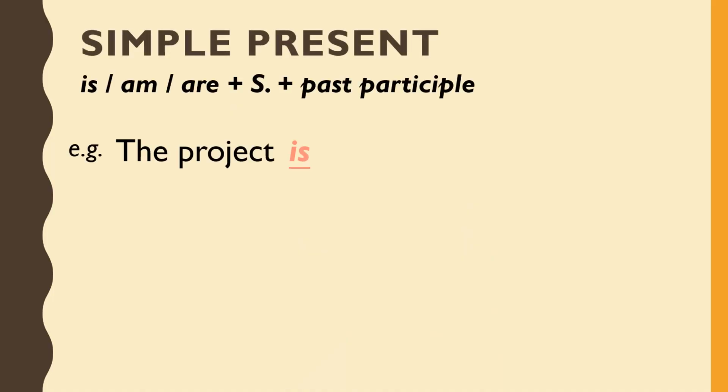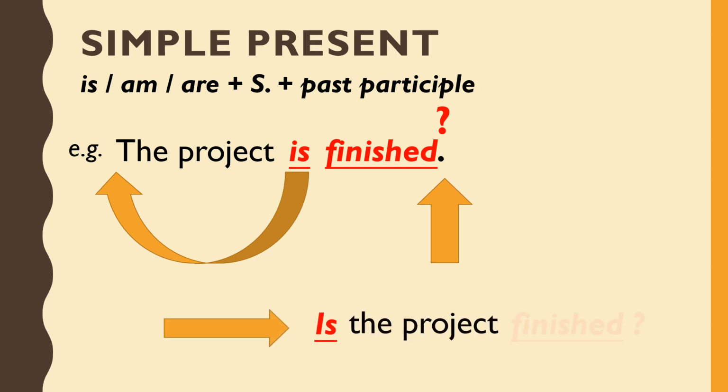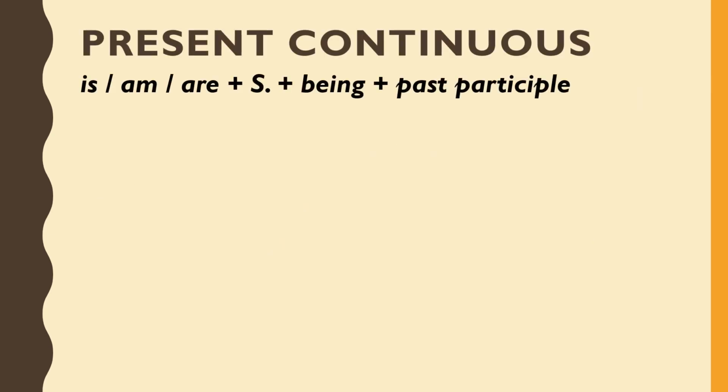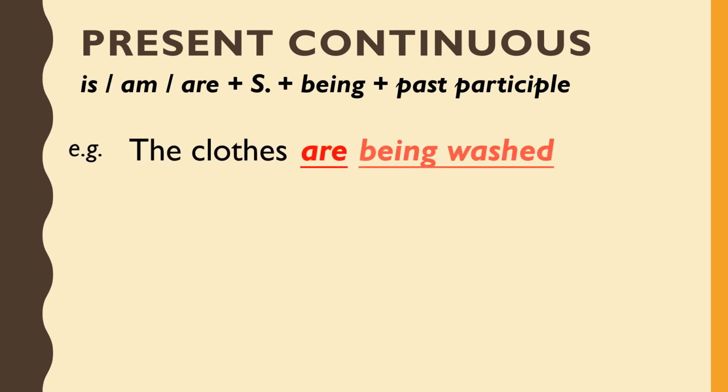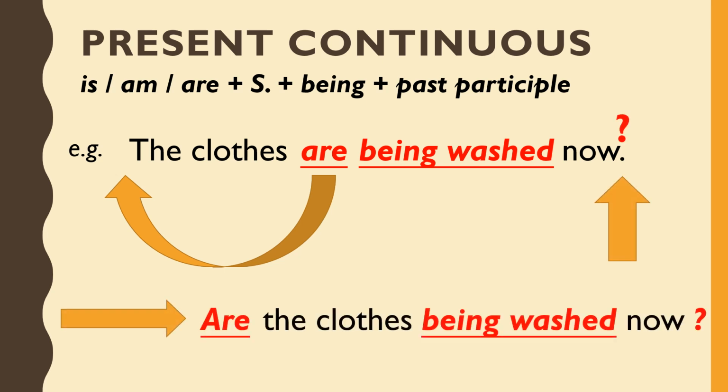For example, the sentence is, the project is finished. Then we put the auxiliary verb to the front, so the question would be, is the project finished? Then the present continuous tense, the passive sentence is, the clothes are being washed now. Then we put the auxiliary verb to the front. The passive question would be, are the clothes being washed now?